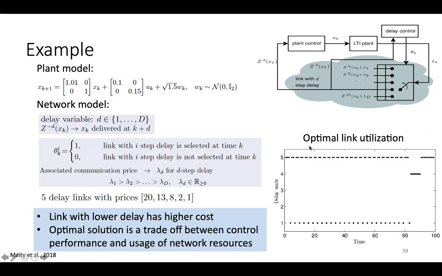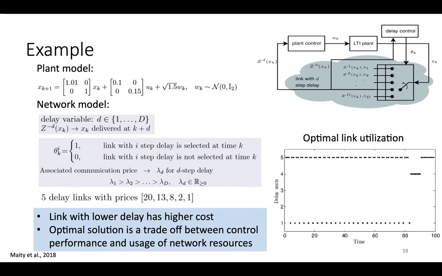It's quite interesting to see that most of the time, the optimal thing is to use the slow link, the link with delay. But now and then, and more or less periodically, we jump over and use the fast link. So this is interesting from a viewpoint of what is the optimal thing to allocate the network resources versus the control performance that we have.